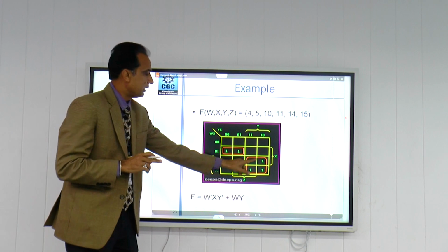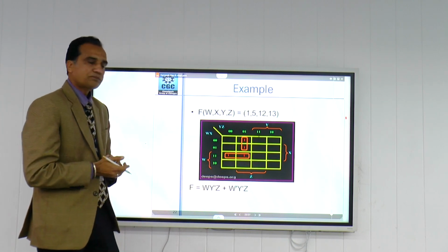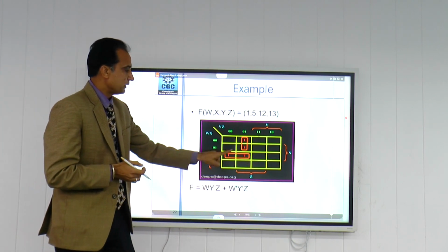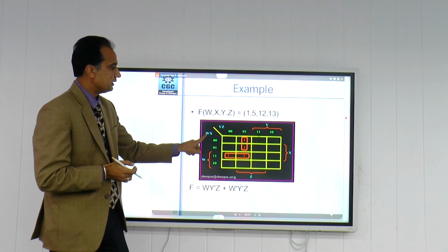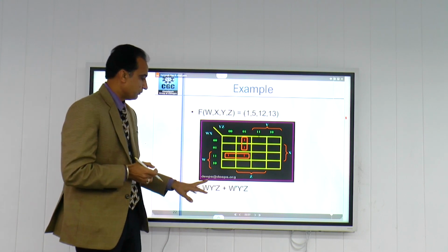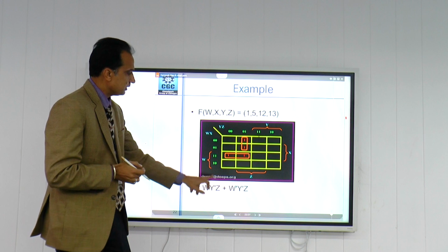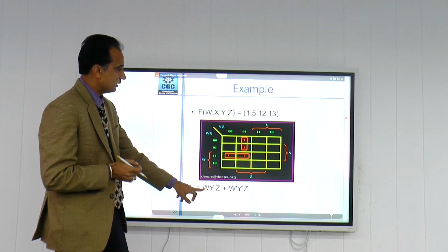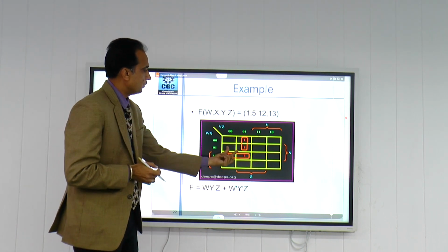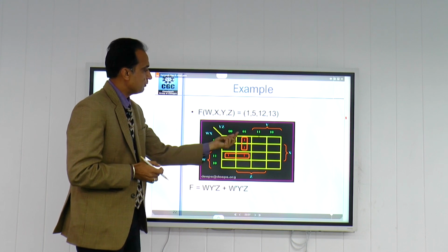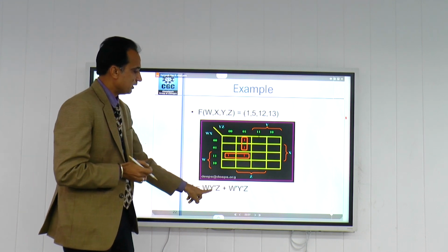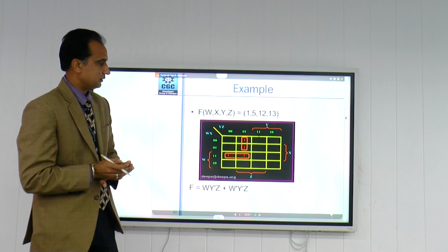And similarly, we can write the result of the second group. According to second group, this 1 represents W X. So WX should be in the answer, and according to the upper values, which value remains same, Y value means Y complement is here in the answer.